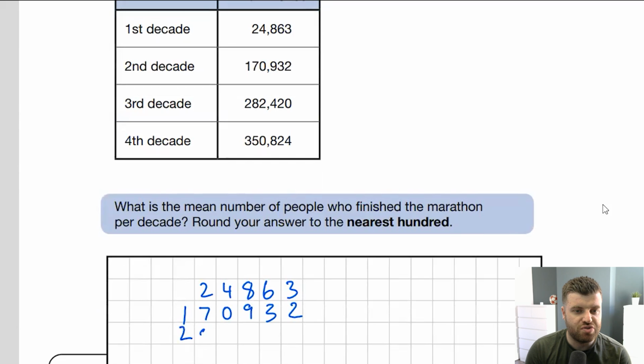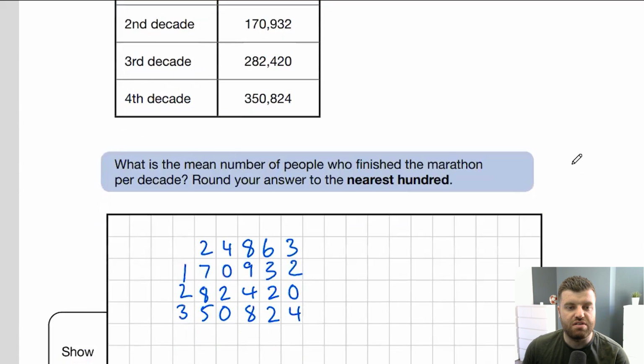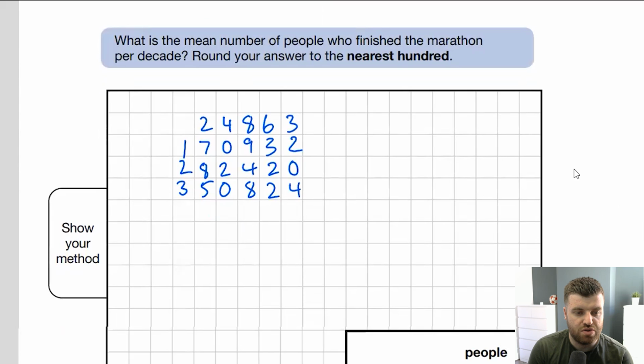Then we're going to do 282,420. And then we've got 350,824. I'm doing this because to find the mean, we have to find the total and then divide it by the number of pieces of data.